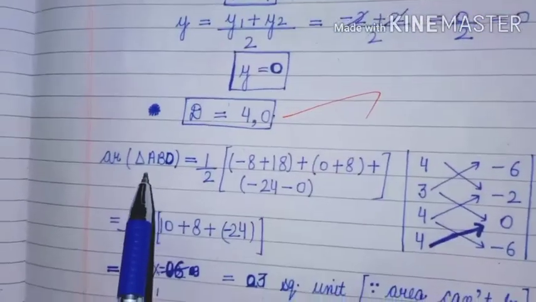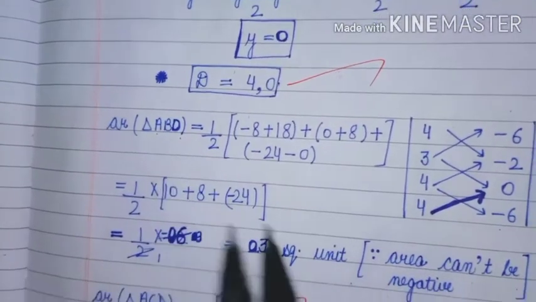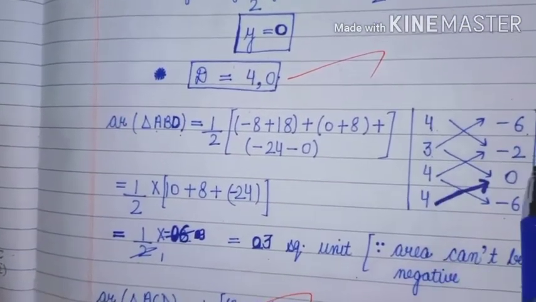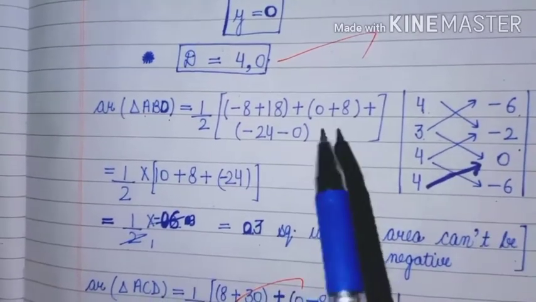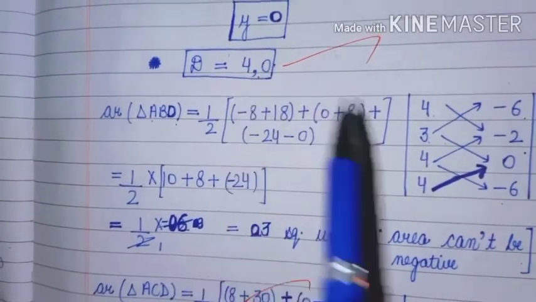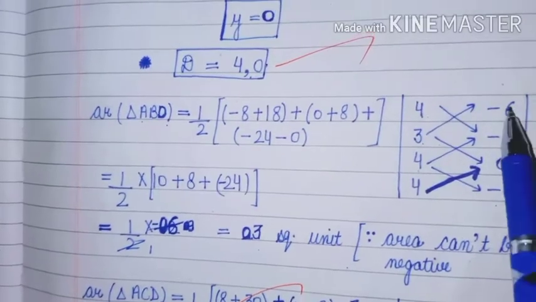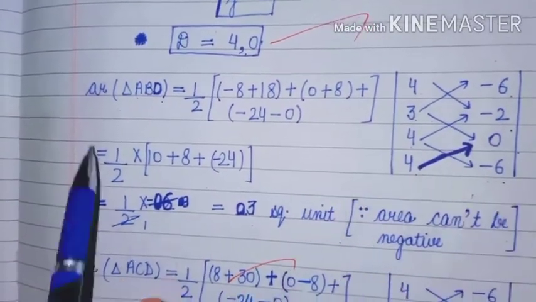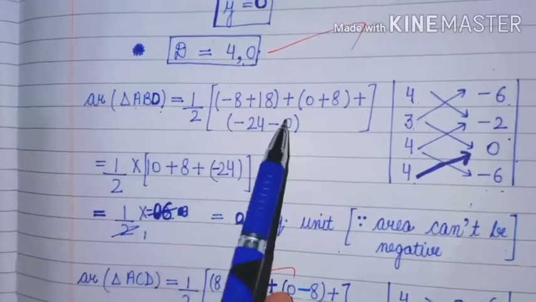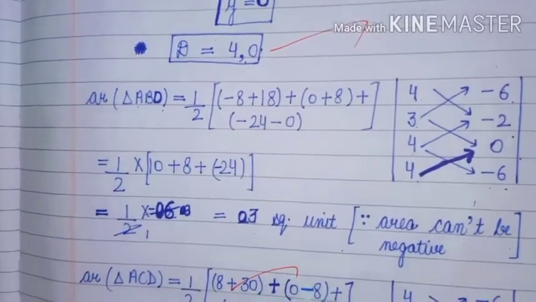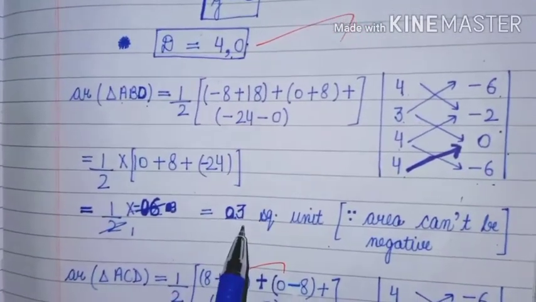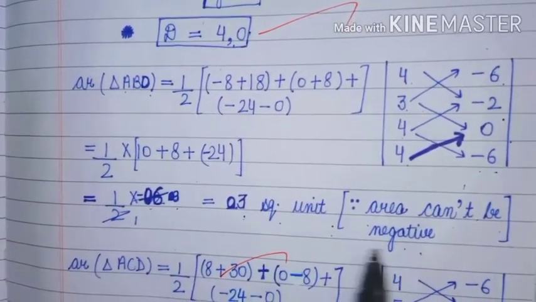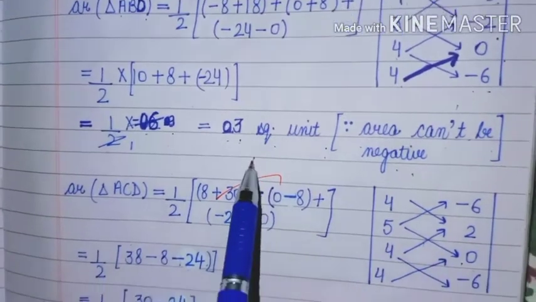Now we will find the area of triangle ABD. So in ABD, the coordinate of A is 4, -6, the coordinate of B is 3, -2, and the coordinate of D we have already found, that is 4, 0. Again we will repeat the first coordinate 4, -6. Now you know how to solve the question. After solving you will get the area of this triangle is 3 square unit, beta. Again it is -3, but the area cannot be negative, so you will take only the positive value.